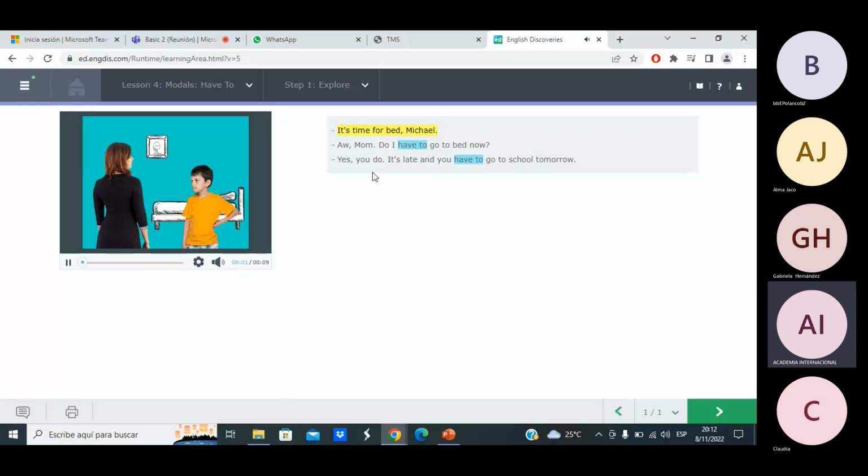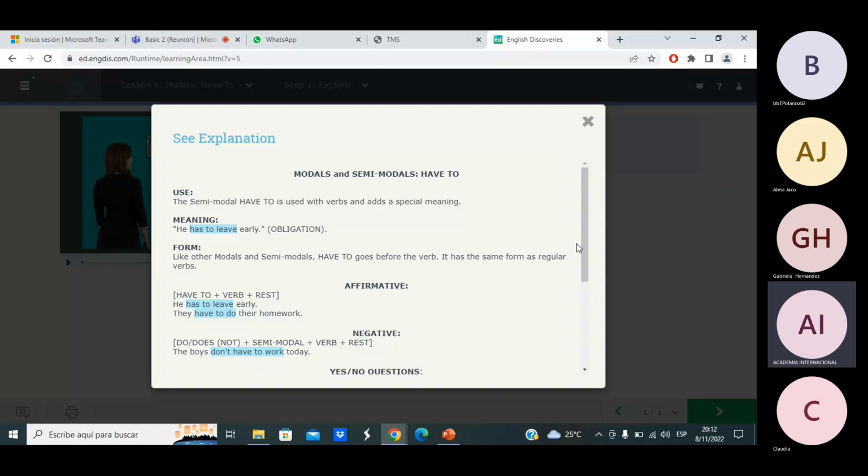It's time for bed, Michael. Oh, Mom, do I have to go to bed now? Yes, you do. It's late, and you have to go to school tomorrow. You have to go. Ahí ya utilizó la palabra have to, que es una obligación. Okay. Y aquí lo mismo, ¿verdad?